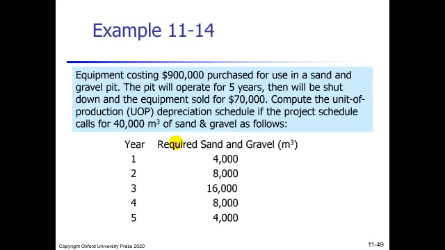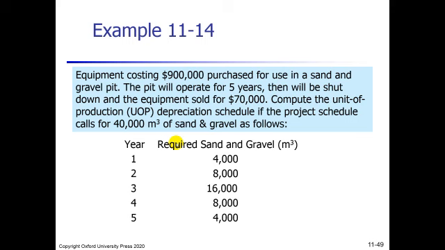So here's an example. Let's suppose you have $900,000 equipment that is used in a sand and gravel pit. You're only going to use it for 5 years, and then this sand and gravel pit is going to be completely shut down. We're going to sell all the equipment for $70,000. So that's our salvage value. Our basis value is the $900,000. What we need to do is compute the unit of production depreciation schedule if the project calls for all total 40,000 cubic meters of sand and gravel to be moved.